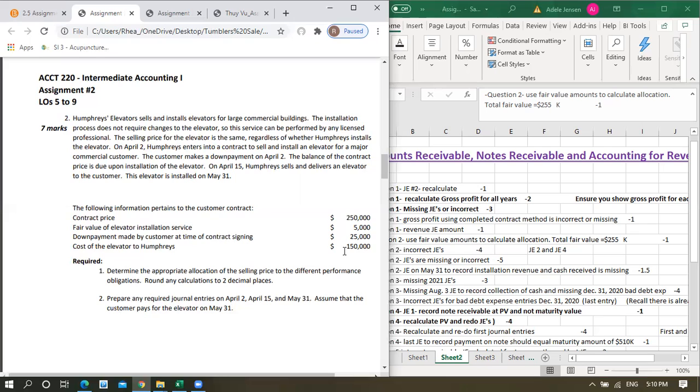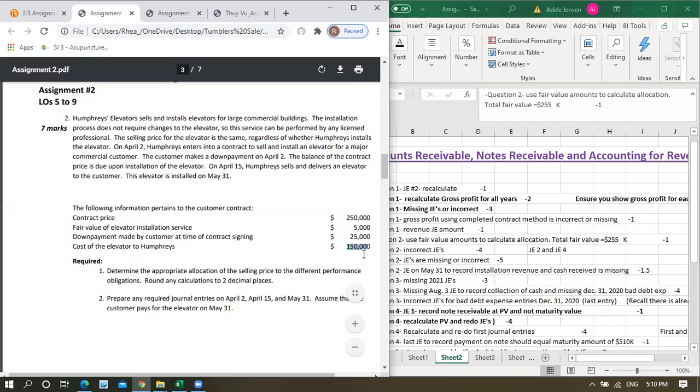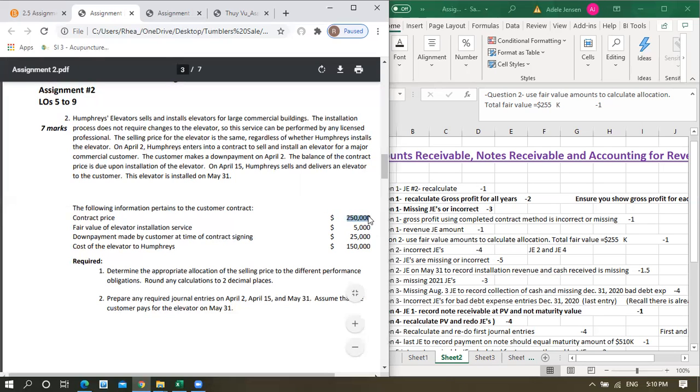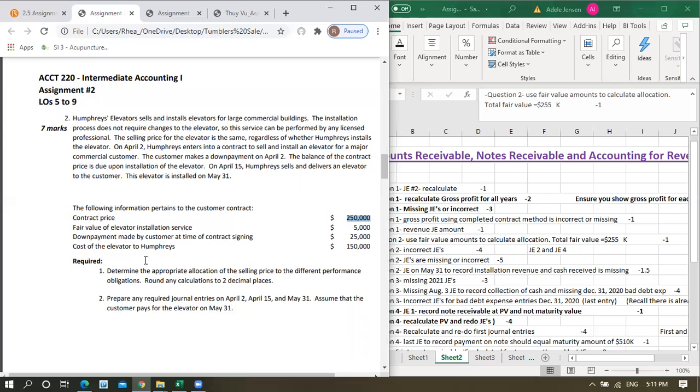Many people put 150 as the fair value for the elevator, and then their total would have been the 155, so the 150 plus that 5,000 for the installation. But of course, we now know that we need to use the contract price of that 250 for that elevator fair value, because this is, of course, the cost to Humphrey, but the fair value is actually what we need in that fair value allocation chart. And so then the allocation should work out to be 98.04%.